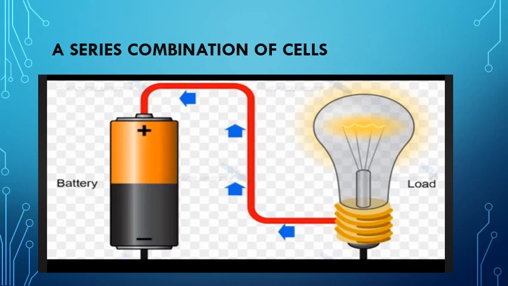And then we will try switching on the torch. We will find that there is only one way in which the torch bulb will light up. This combination of cells is called the series combination. Such a combination of cells is called a battery.